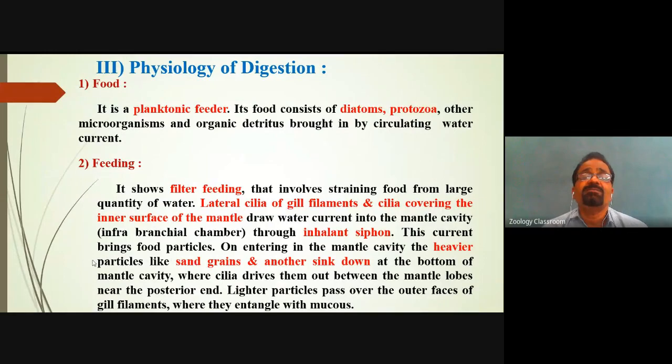This current brings food particles. On entering the mantle cavity, the heavier particles, such as sand grains, stay right there. They sink down at the bottom of the mantle cavity, where cilia drive them out between the mantle lobes near the posterior end, pushing them back toward the suprabranchial chamber so that they can go out along with the outgoing water current. But the lighter particles pass over the outer faces of the gill filament, where they become entangled with the mucus.